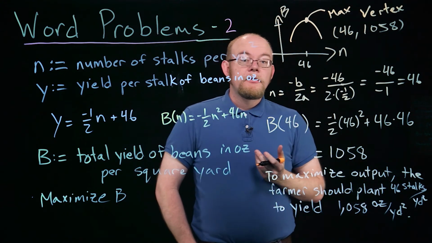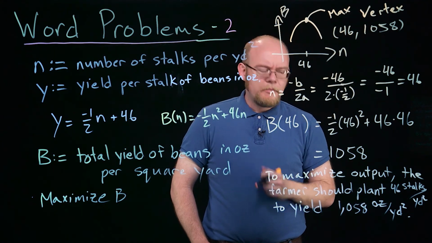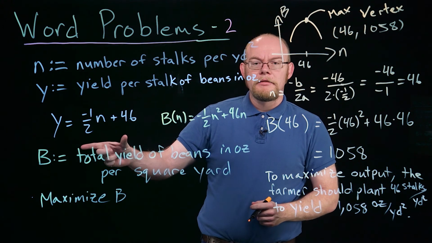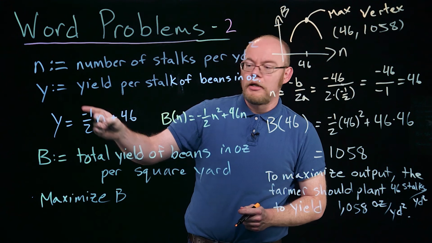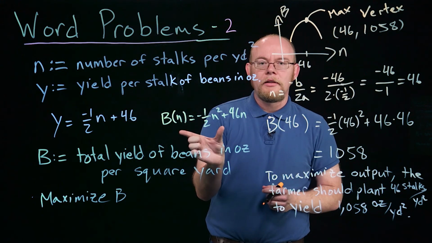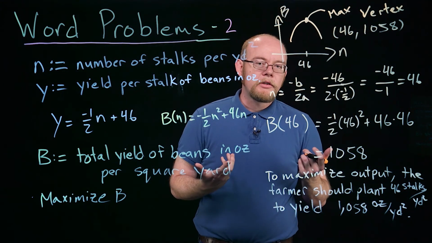So just from a few bits of agricultural data, we can actually give this farmer good advice to maximize his yield in beans. All we needed to do was to first find the linear relationship between how densely we plant the stalks and the yield per stalk. And then to find the actual yield, we just multiply these two variables to find this function as a function of the number of stalks planted. And then we just have a math problem.